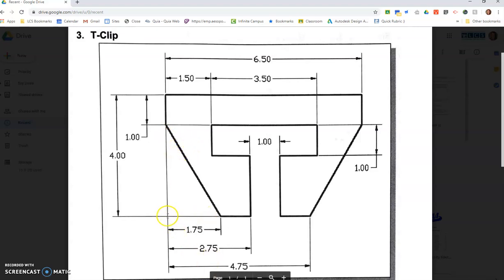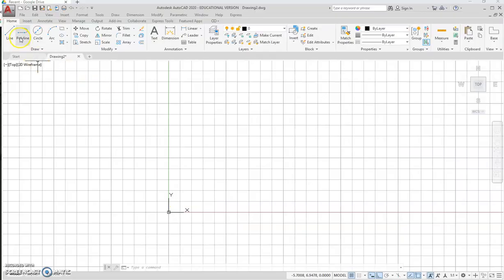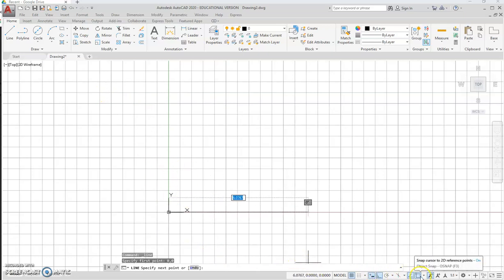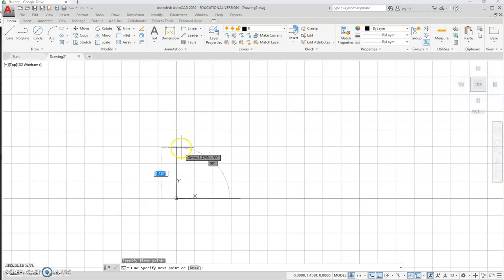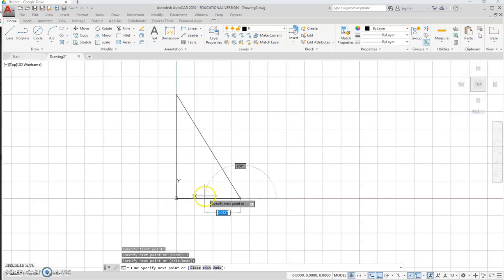I'm going to put the 0,0 point over here to the left. So I'm going to start with my line, type in 0,0. At this point, I want to make sure that my ortho button is on and my object snap, because that's going to help keep my lines vertical and horizontal. And I'm going to type in 1.75. I'm going to hit the escape button and start over my line command. If you have the object snap button on, you'll see that you have a little green square picking the endpoint. I'm going to type in 3 because that's going to be the height of that triangle, and there's that leg.